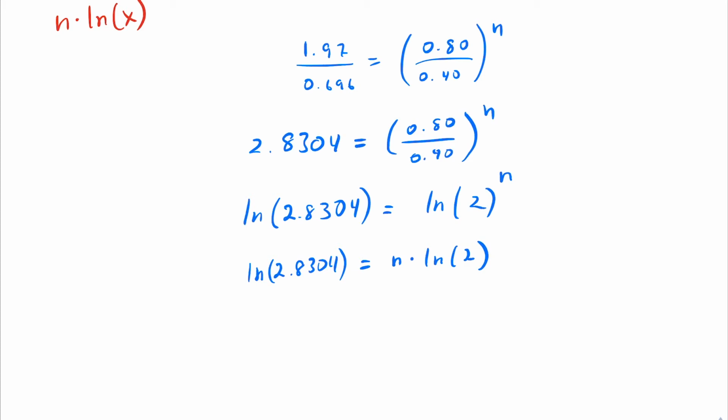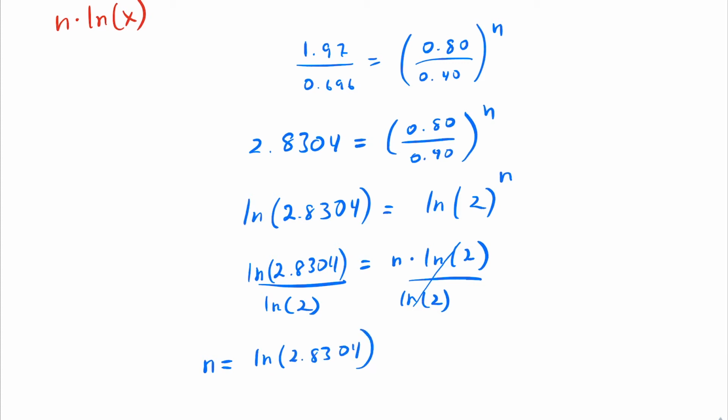Great, we're almost done. How do I solve for n? Divide both sides by the natural log of 2. Those cancel. So my order n is equal to the natural log of 2.8304 divided by the natural log of 2. So this is a much more quantitative approach than our previous problem that we did. Now when we solve this, whatever answer we get will be our rate order.